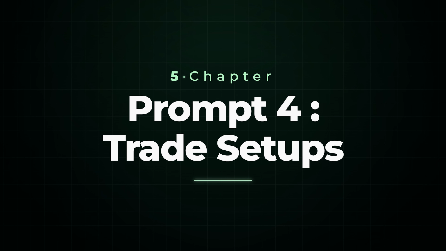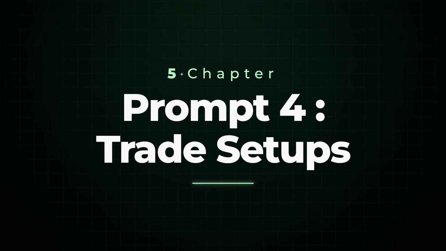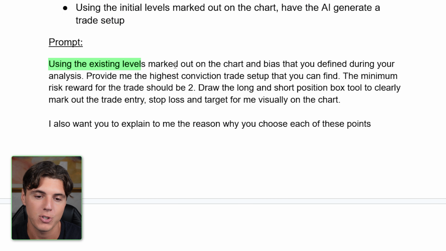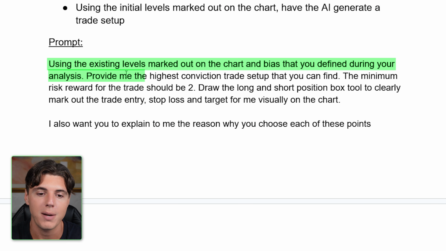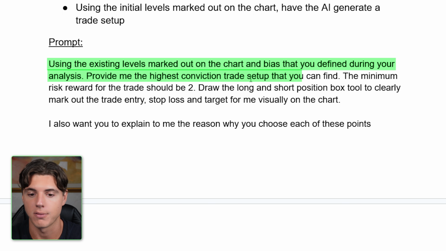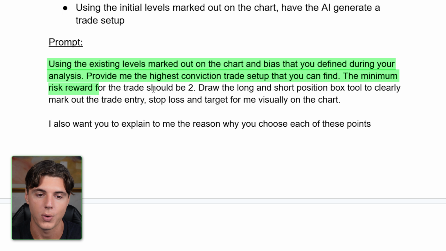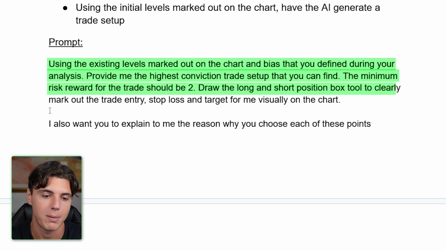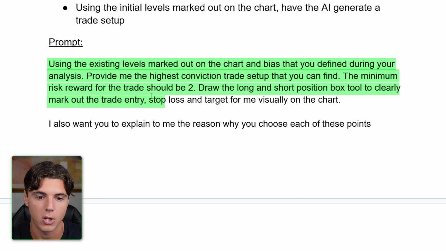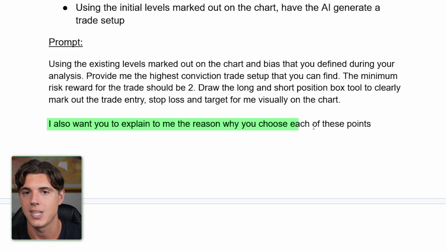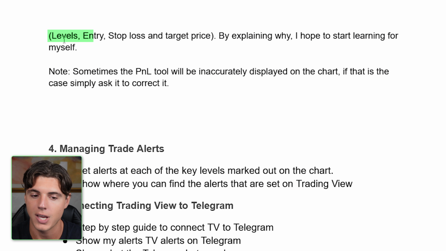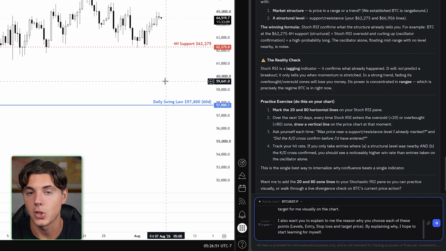Now let's get into our final prompt, which is the trade setup prompt. Now, using the existing levels marked out on the chart and the bias that you have defined during your analysis, provide me the highest conviction trade setup that you can find. The minimum risk reward for the trade should be 2. Draw the long and short box tool to clearly mark out the trade entry, stop loss, and target. I also want you to explain to me the reason why you chose each of these points, levels, entry, stop, target, all of them. So let's see what kind of setup it actually is able to cook up.